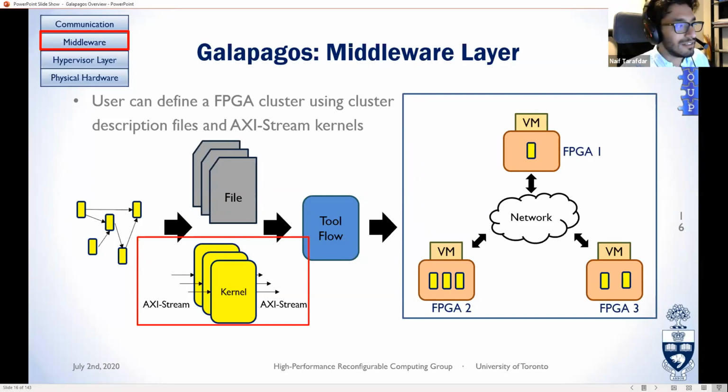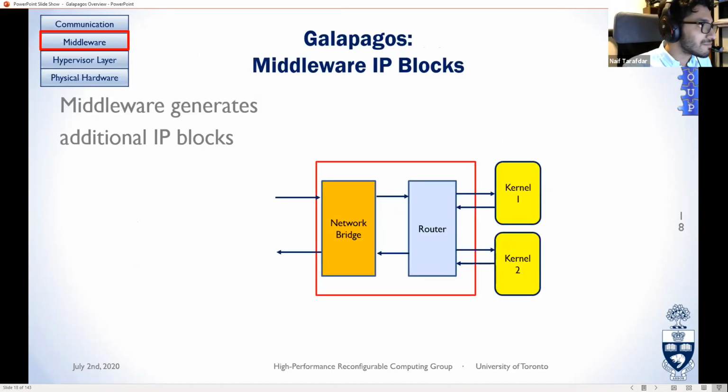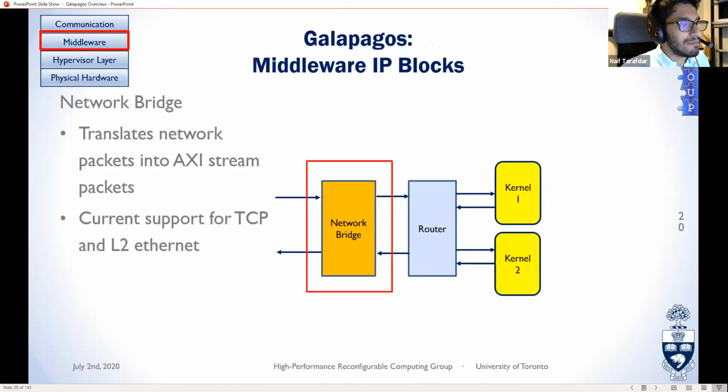So these kernels all communicate in AXI stream, but underneath the hood, it gets converted to network packets if it has to go off chip. And as a user, you don't have to worry about any of that. So it goes through our tool flow and we get the output that we see on the right-hand side. On the right-hand side, you'll see these AXI stream IP cores are split across multiple nodes, and the communication amongst these IP cores, whether or not it's on the same device or on a different device, is abstracted away from the user. So it generates these IP cores.